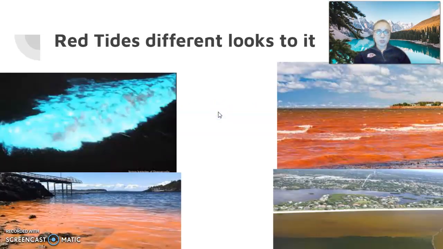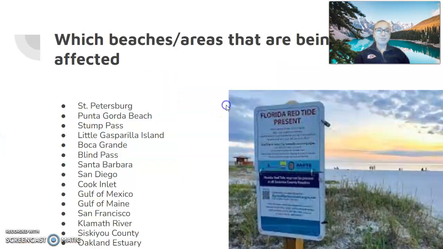Here's some different looks to it. As you can see, yes, there's a pretty glowing picture to it. Some red tides can glow like that, but even though it may be pretty to us, it is actually really toxic to us and other sea creatures as well. And the other pictures, as you can see, it has this really reddish, rustic color to it. I don't recommend swimming in it because of how toxic it is.